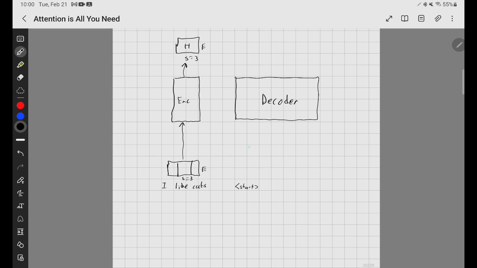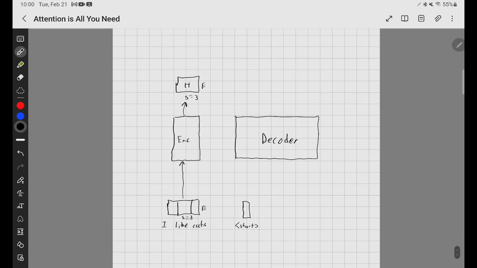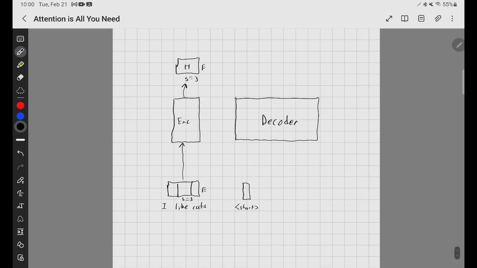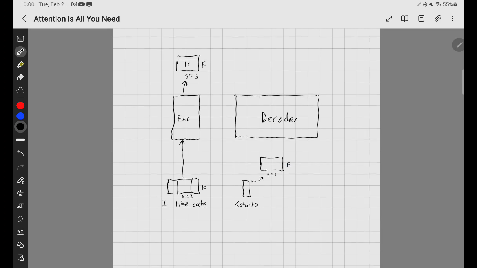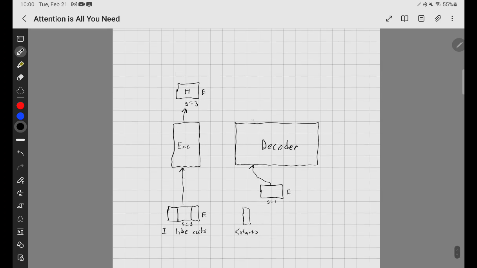So you give it a start token, and a start token is just a vector. So the vocab will have a start token in it as well, along with an end token, which signifies that it's done generating the sequence. So you have this start token, so S will be equal to 1. So you have a matrix that is a 1 by E matrix, just like the I like cats matrix. And you feed this through the decoder, and the decoder will output a sequence that is also 1 by E.